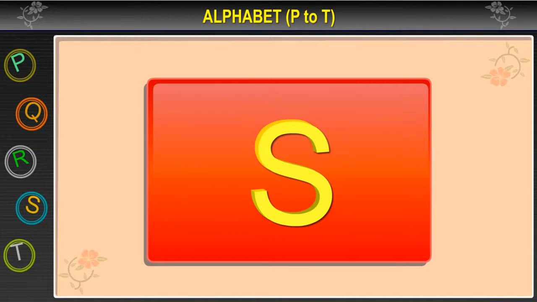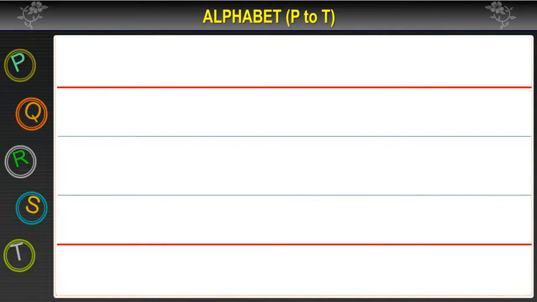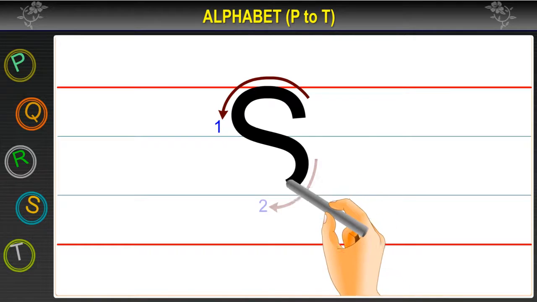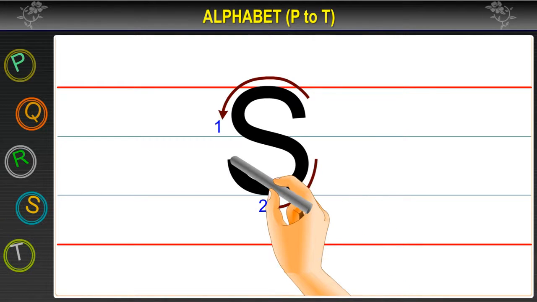Capital S. Draw a right curve between the first red line and first blue line. From the end of the right curve, draw a left curve between the first blue line and second blue line. This is capital S.